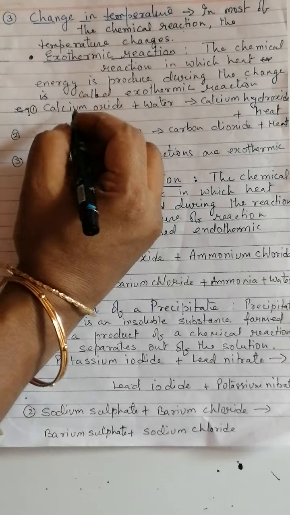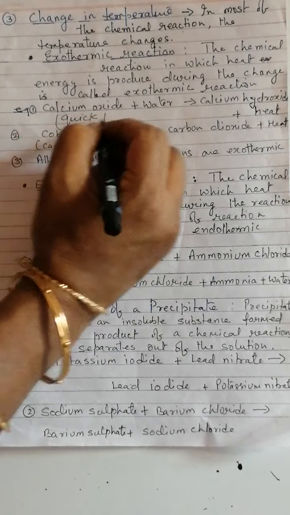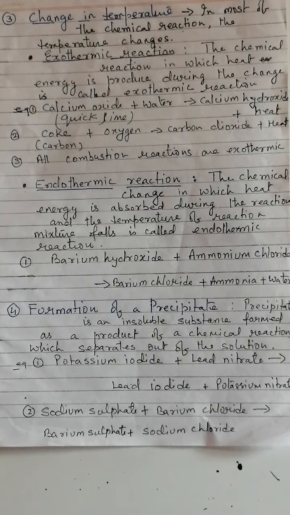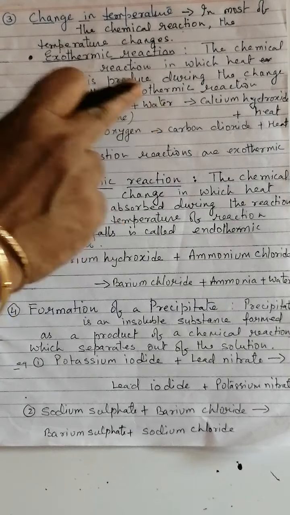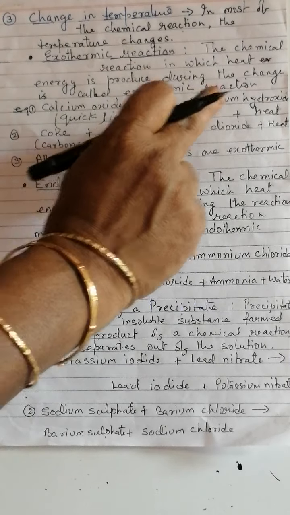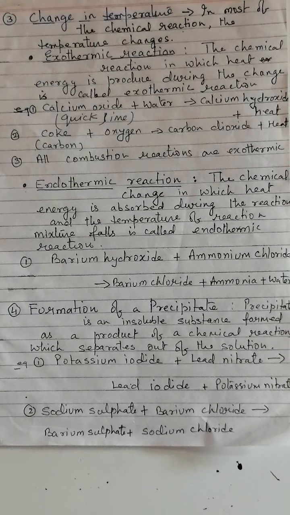The common name of calcium oxide is quicklime. Calcium oxide, commonly known as quicklime. When quicklime, or in Hindi chuna, is added to water, it will form calcium hydroxide along with the evolution of heat. So as the heat is evolved during the reaction, we can call this an exothermic reaction.